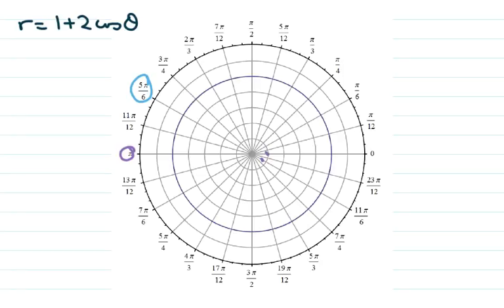And then at 2 pi over 3, we're at 0. So we're right at 0 here. And then at pi over 2, we are at 1, which is here. And then at pi over 3, we're at 2. So I'm going to go out 2 here. And then at pi over 6, we're close to 3, 2.73. And then at 0, we go all the way out to 3. So it's kind of like this.